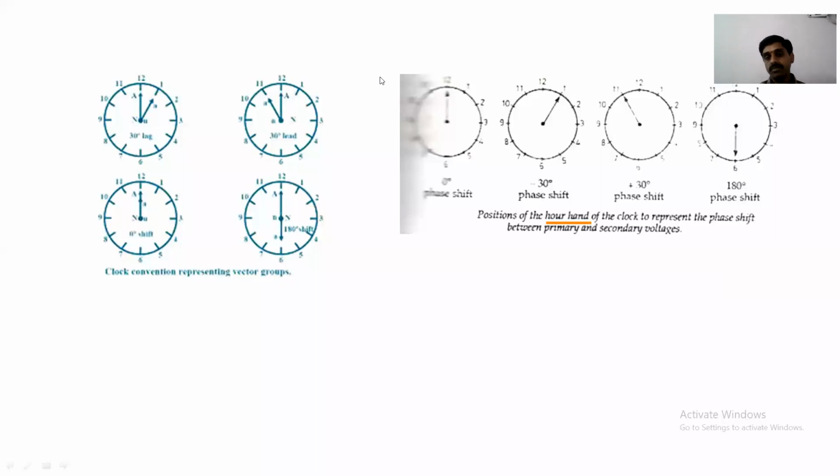Suppose Dy11: D means delta, y means star. Dy11 means there is a 30 degrees phase shift between the high voltage side and the low voltage side. So like that we can expect. Here you can also see this picture.